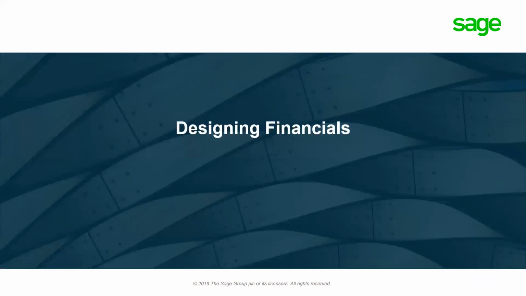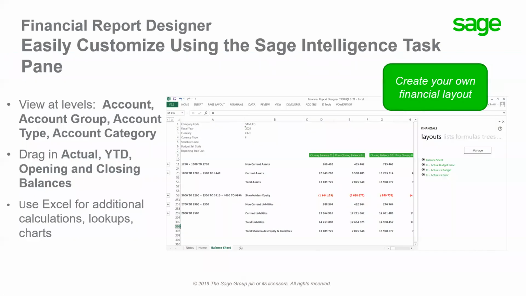Okay, I'm going to dig a little bit more into the designing financials aspect of Sage Intelligence, and that's using the financial report designer. The financial report designer enables you to make changes to those layouts that we've already built, or even create them from scratch. So you can use the task pane on the right-hand side.